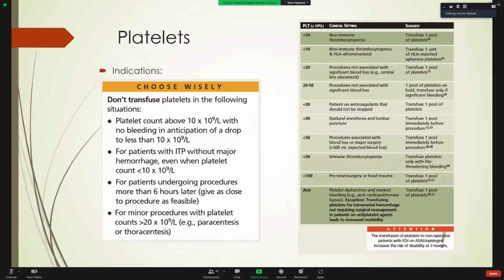If the patient has a history of platelet dysfunction, marked bleeding post-cardiopulmonary, for example, post-cardiac bypass surgery, we usually transfuse one pool of platelets alongside RBC. Exception: transfuse platelets for intracranial hemorrhage not requiring surgical management in patients on antiplatelet agents, which can lead to increased morbidity and mortality.